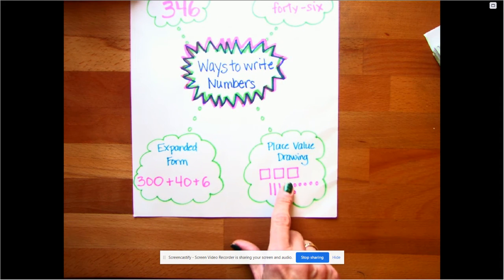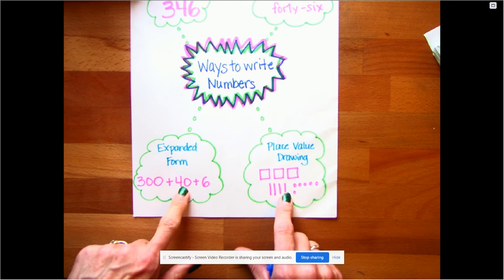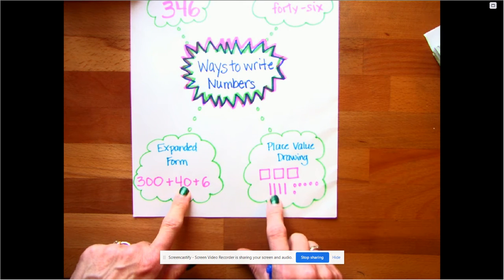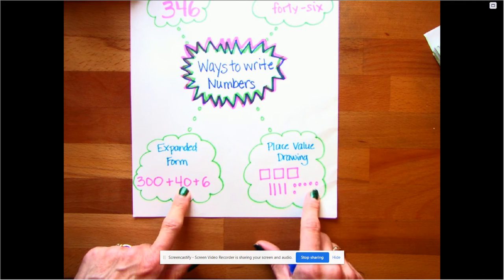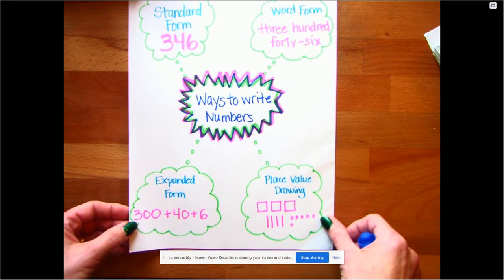Here is something you've been used to, the place value drawing. Same thing. 3 hundreds, that's what's shown here. 4 tens, which equals 40. 10, 20, 30, 40. And then our 6 ones. So these are some different ways to write the same number. It all has the same value, but they look very different.